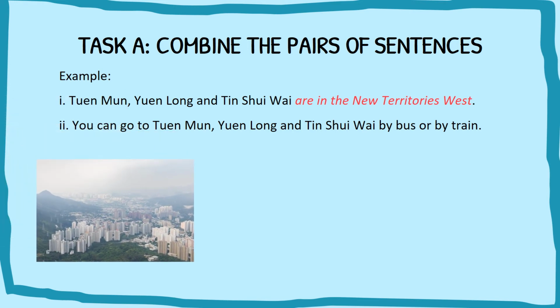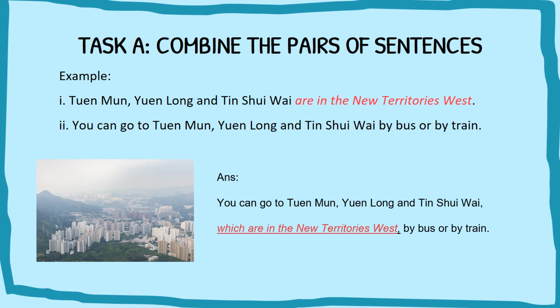So that's how these 3 districts look when you stand somewhere on Castle Peak or on Changshan. So the answer is you can go to Tuen Mun, Yuen Long, and Tin Shui Wai, which are in the New Territories West, by bus or by train.